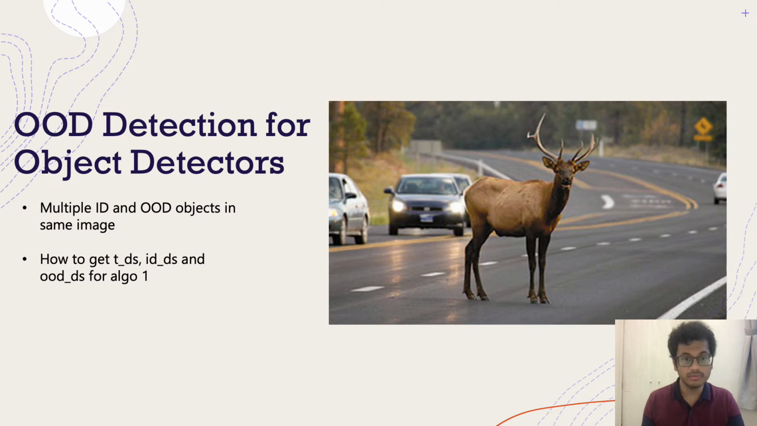Taking the example of this image, we see that in the same image we have a deer which is possibly an OOD data object, and we have multiple cars which are ID data objects. So the question arises, how to get the TDS, IDDS and OODDS to use for Algo 1 to find the OODL.